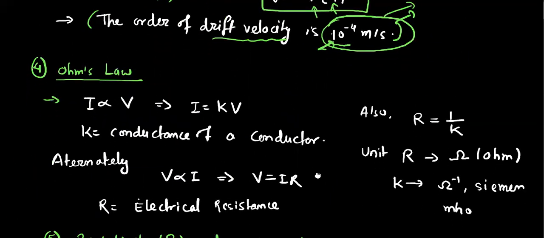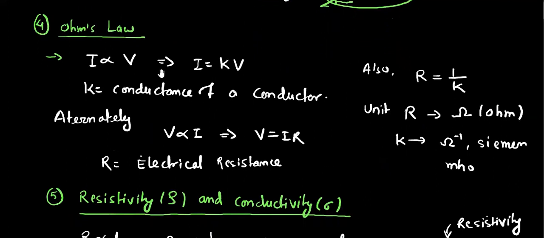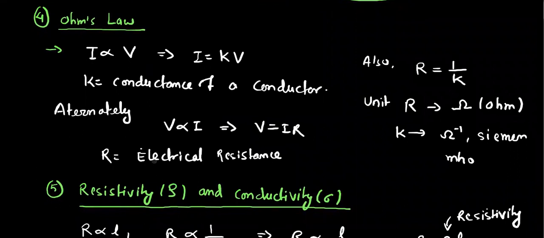Okay, so this is all about the drift velocity. Now we are moving towards another topic, and this is Ohm's law. Ohm's law can be stated in different ways. In the first case, current is proportional to the potential difference across a conductor, and there are several conditions, one being that physical conditions like temperature and pressure and the rest of the things are supposed to be constant. Okay, so in this way, we can write here K.